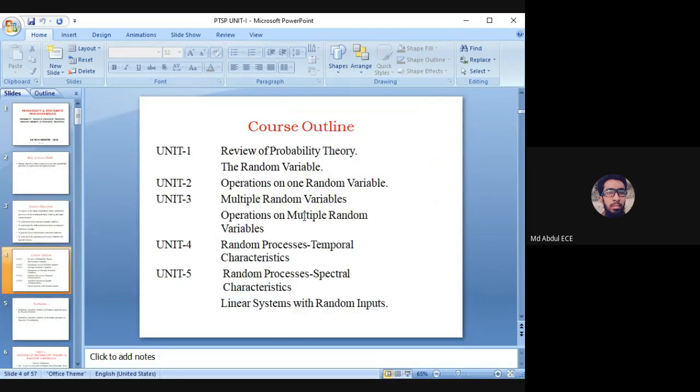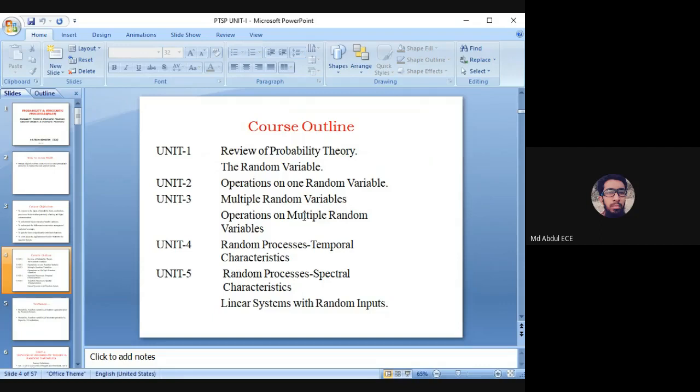And coming to the course outline, as I said, this subject has a total of 5 units. Unit 1 is about review of probability theory and random variables, unit 2 is about operations on one random variable, and unit 3 is about multiple random variables and operations on multiple random variables. Unit 4 is about random process. The other name for random process is stochastic process, and this random process has two characteristics we are going to study: temporal characteristics and spectral characteristics.